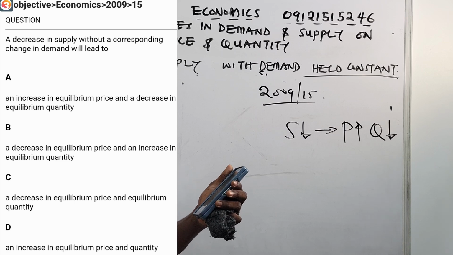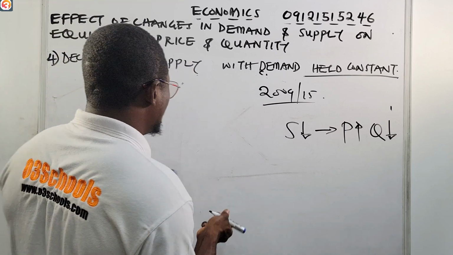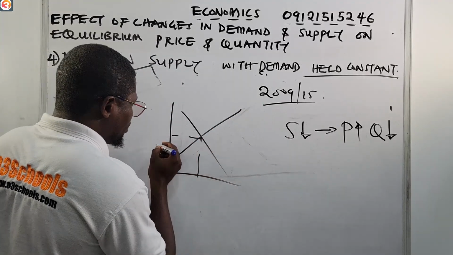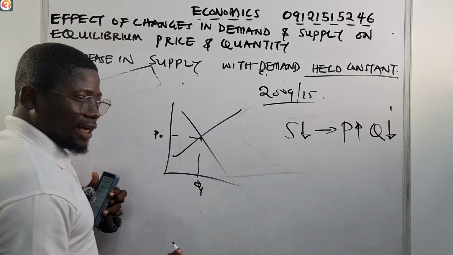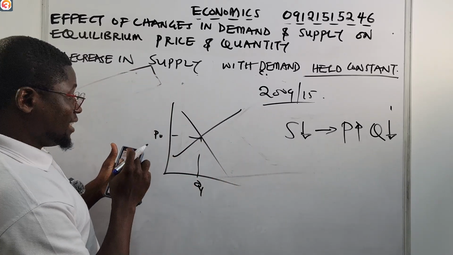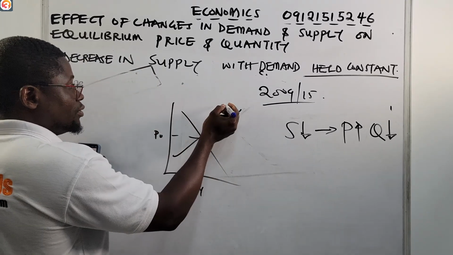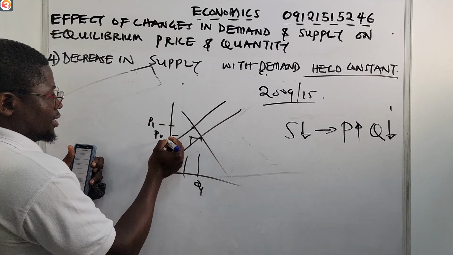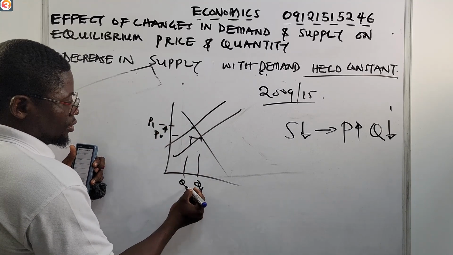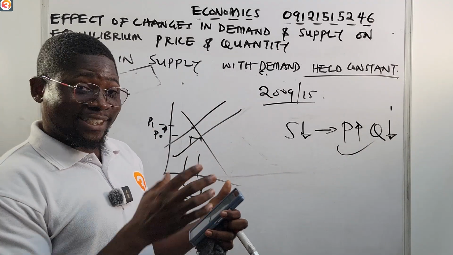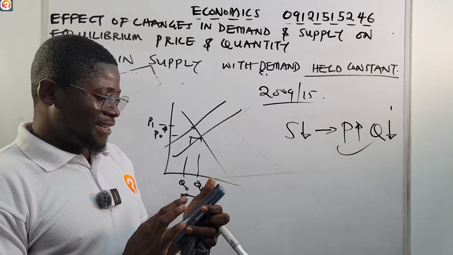You see why you must understand it. So let's say you don't understand, what do you do? Just draw a graph, demand, supply, equilibrium, P0, Q0. Then the question said decrease in supply, so the supply curve will shift to the left. You trace. At P1, there's an increase here. At Q1, there's a decrease here. You've gotten your answer. That's how a JAMB student is supposed to do this one.